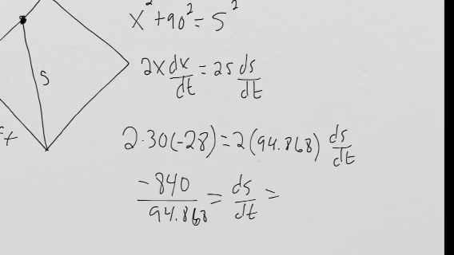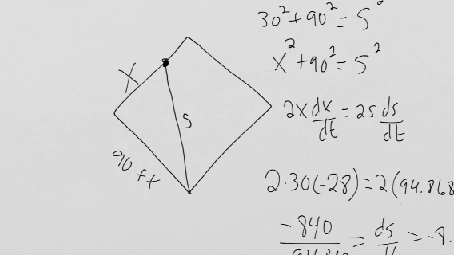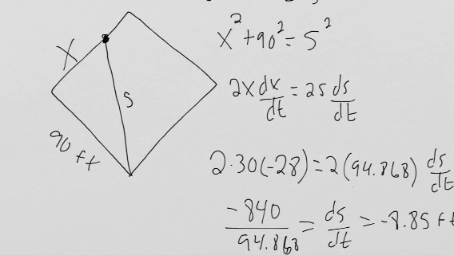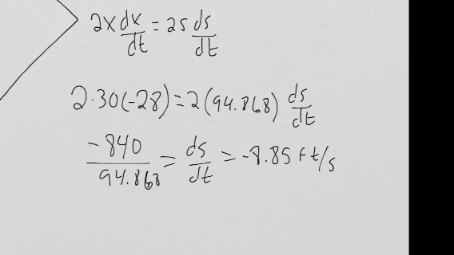So let's simplify that. Negative 840 divided by 94.868 is equal to negative 8.85 feet per second. What that tells us is the player is running from second to third at 28 feet per second. He's getting closer and closer to third, so this distance is getting smaller. S is also getting smaller, and at the point when he's 30 feet away from third, it's getting smaller at a rate of 8.85 feet per second.